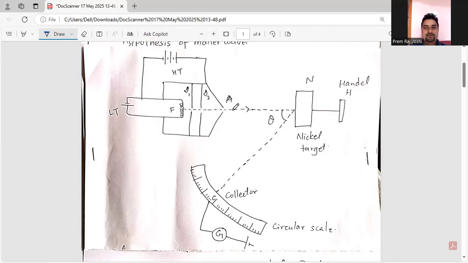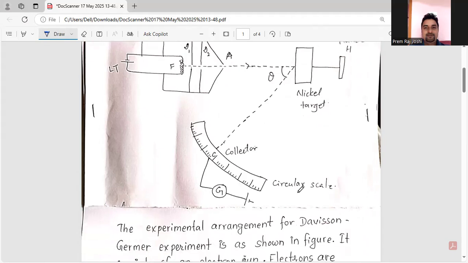The highly collimated beam of electrons, you can see that the dotted ray is actually the beam of electrons. This beam of electrons is actually the highly accelerated beam of electrons, which then strikes the nickel target, and when they strike the nickel target, the electron beam is scattered. The scattered beam is collected by this collector, you can see that, and again this collector is connected to the galvanometer, right?